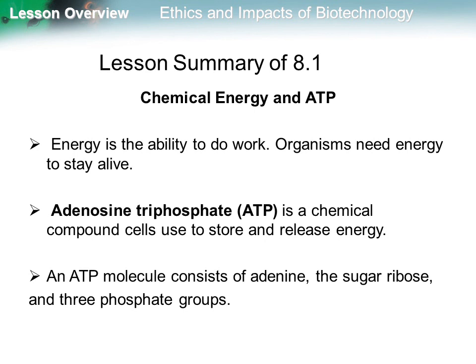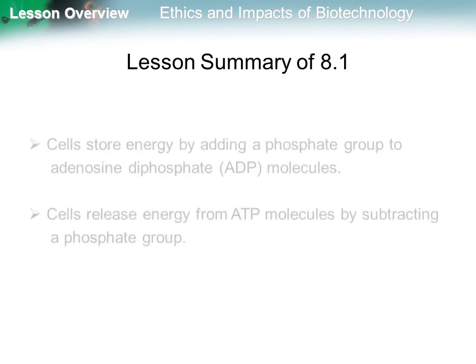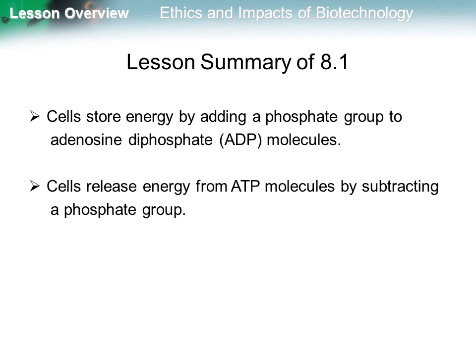Adenosine triphosphate is a chemical compound that cells use to store and release energy. An ATP molecule consists of adenine, the sugar ribose, and 3 phosphate groups. So cells store energy by adding a phosphate group to adenosine diphosphate or ADP molecule. On the other hand, cells release energy from ATP molecules by subtracting a phosphate group.